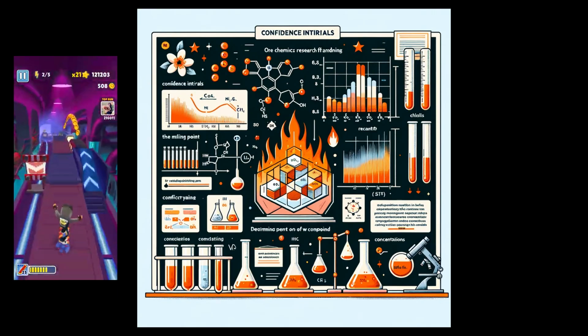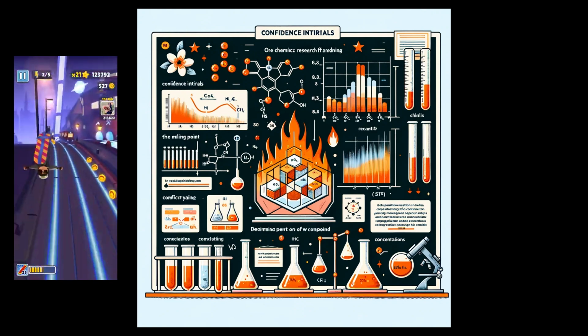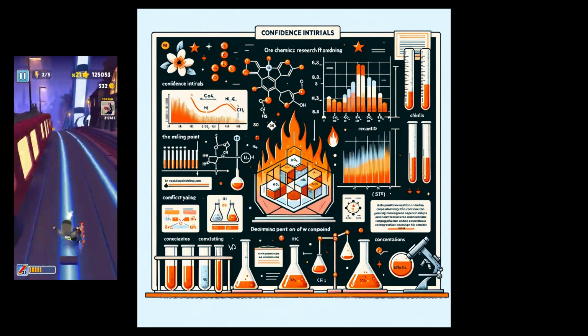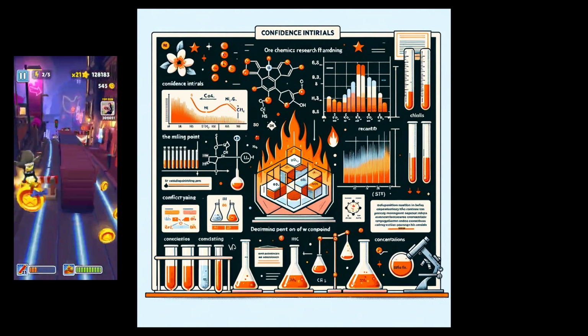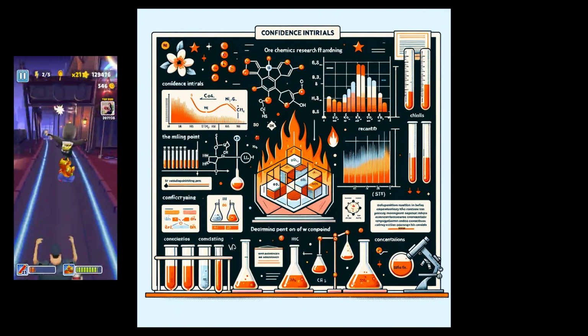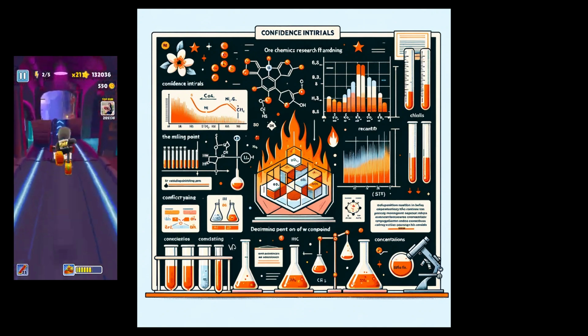There is also something known as confidence intervals. So to understand confidence intervals in the realm of chemical analysis, a confidence interval provides a range in which we can expect the true value of a measurement to lie. For instance, if analyzing a new compound, a 95% confidence interval for its melting point would indicate the range within which the true melting point is likely to be.